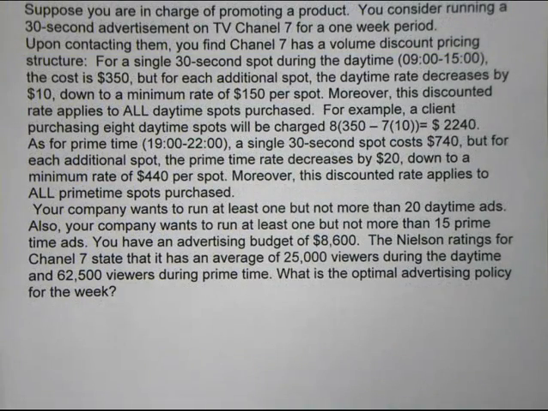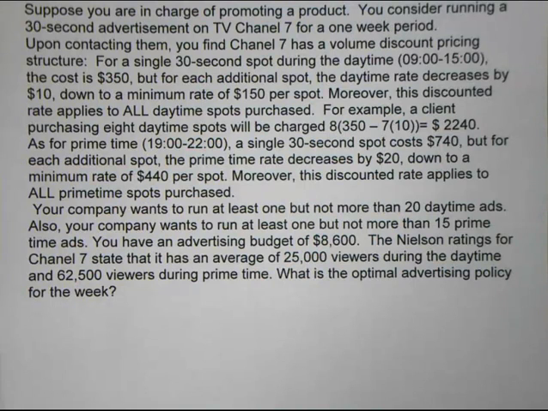Suppose you are in charge of promoting a product. You consider running a 30-second advertisement on TV Channel 7 for a 1-week period. Upon contacting them, you find Channel 7 has a volume discount pricing structure. For a single 30-second spot during the daytime, the cost is $350. But for each additional spot, the daytime rate decreases by $10 down to a minimum rate of $150 per spot. Moreover, this discounted rate applies to all daytime spots purchased.